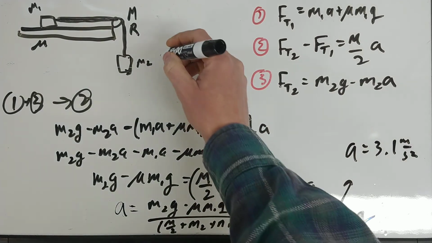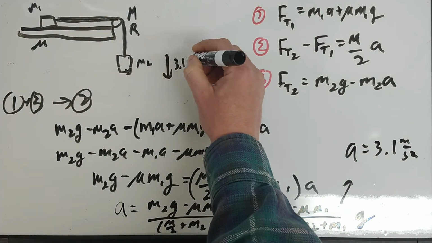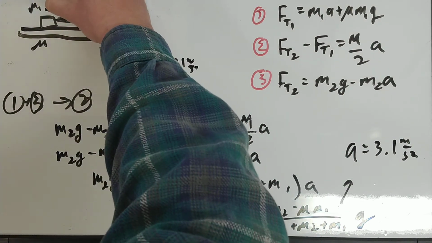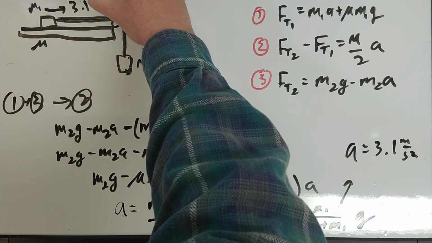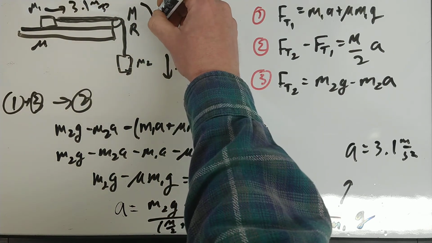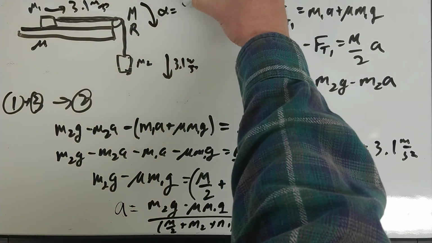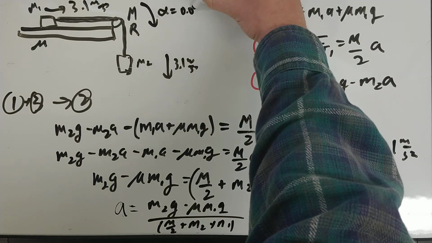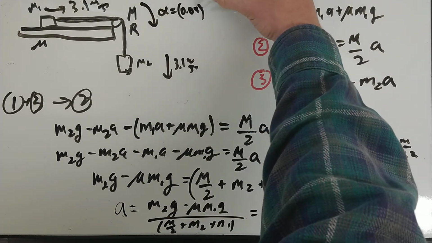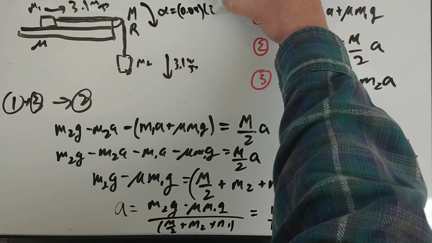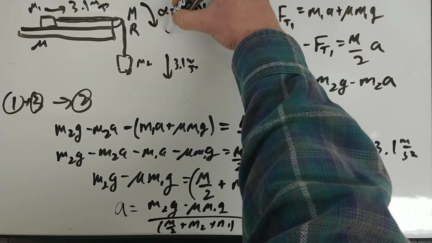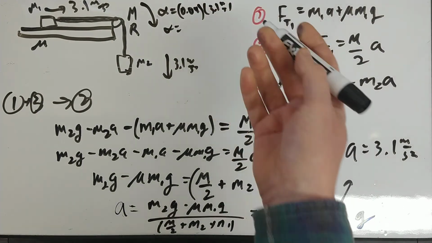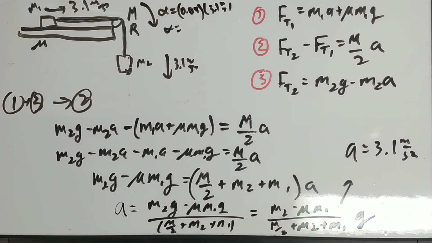Well, that's cool. So this is accelerating down at 3.1 meters per second squared. This one's accelerating to the right at 3.1 meters per second squared. And the angular acceleration of the pulley would be its radius, which is 0.04, times 3.1 meters per second squared. So you could get the angular acceleration from that. I didn't ask you for that, but it is what it is. So 3.1 meters per second squared.